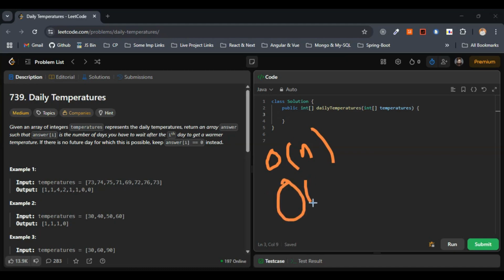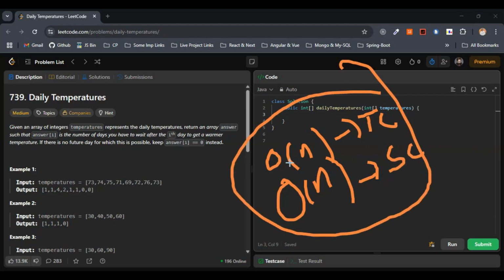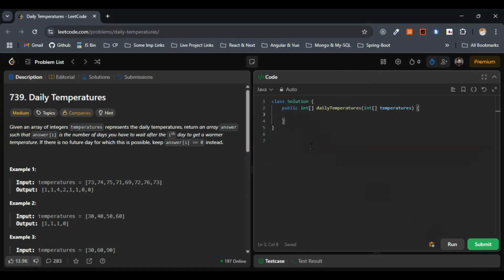And what would be the space complexity here? Space complexity would be big O of n as well. The time complexity and the space complexity for the code that we'll be writing in the future would be big O of n, right? I hope the complexities part is completely clear as well. Space complexity is big O of n because we are storing at most n indices in the worst case within the stack, right?